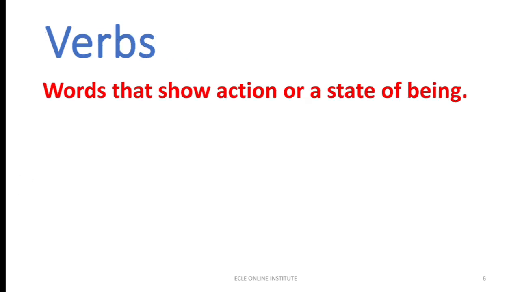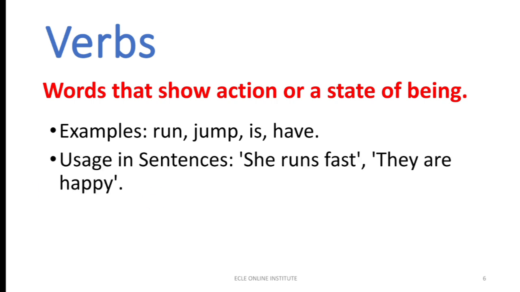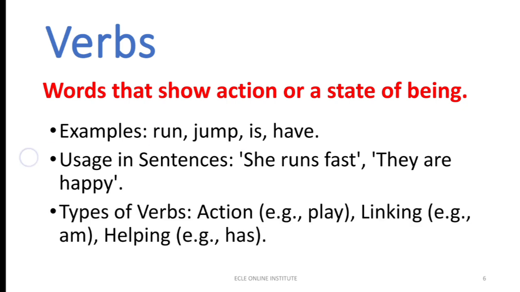Next is verbs. So what is a verb? A word that shows action or a state of being. For example, run, jump, is, or have. These are verbs. For example, we use them in sentences like she runs fast. They are happy. Types of verbs are action verb, linking verb, and helping verb.